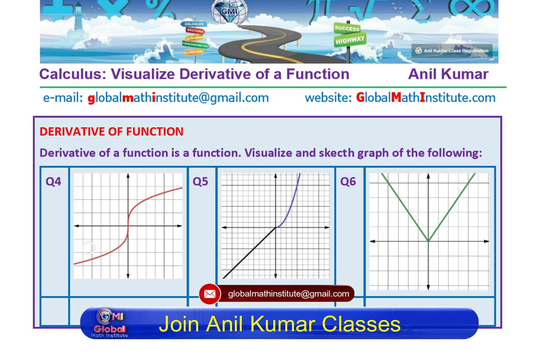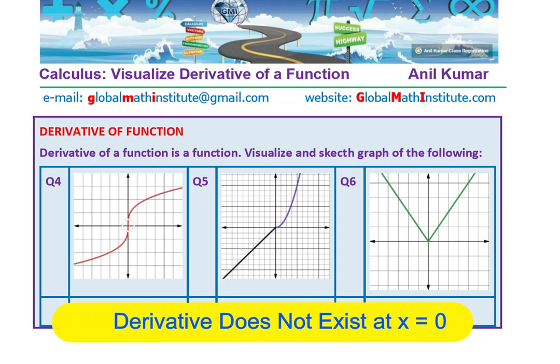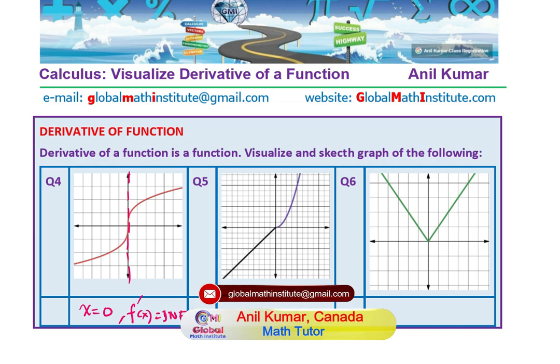In fact, you see that all the functions are continuous, right? All these functions are continuous. However, in this particular case, right in the center origin, we have a vertical tangent, right? So if I draw a tangent at this point, it becomes like a vertical line. So we see that the derivative does not exist at x equals 0, right? So at x equals 0, we find that the derivative of the function does not exist. It is infinitely large.